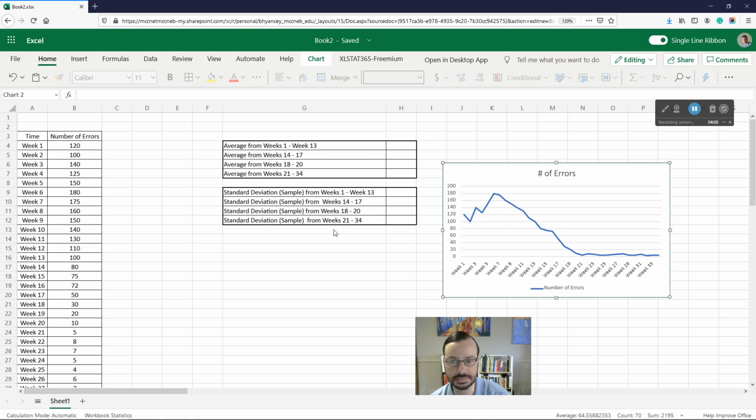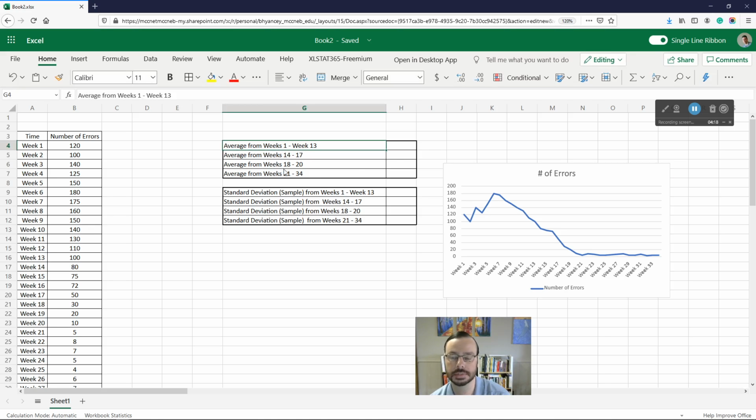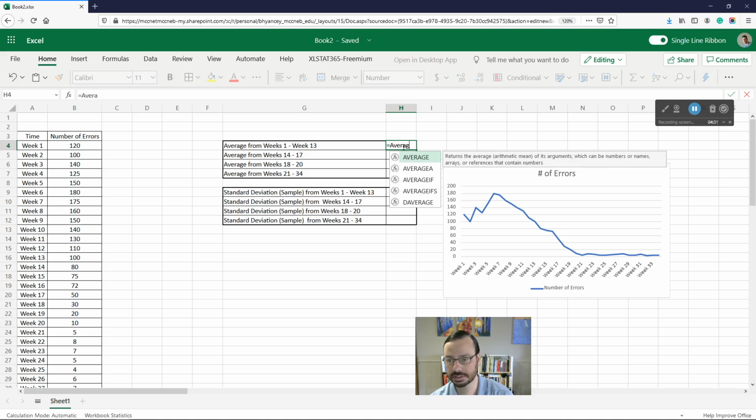We'll want to look at, well, what was the average number of errors from weeks 1 through 13? To get that, you can create your own labels, but the formula to do it will be equals average, open parentheses, and we want weeks 1 through 13. So again, I did equals average, open parentheses. Now I'm going to left click right here on week 1.